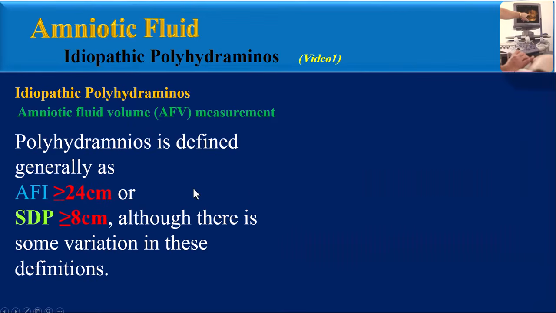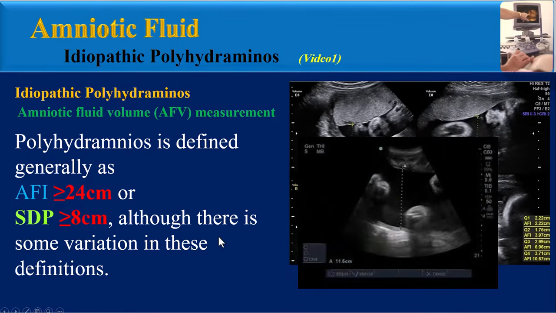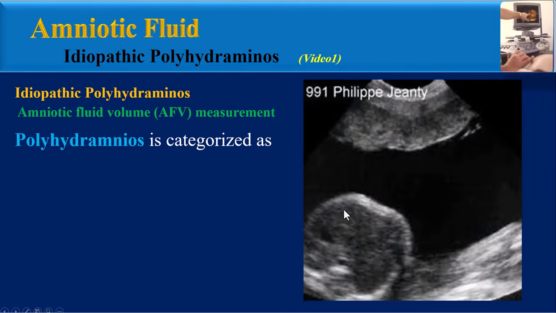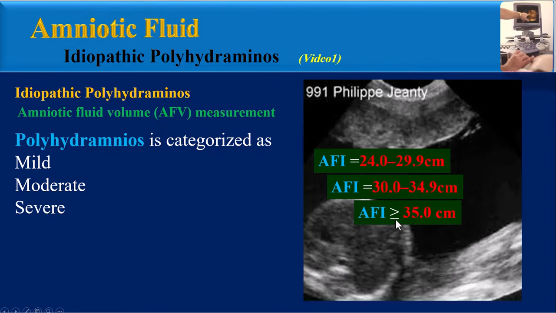Polyhydramnios is defined generally as amniotic fluid index equal to or more than 24 cm, or single deepest pocket equal to or more than 8 cm. Also, there is some variation in these definitions. Polyhydramnios is categorized as mild, meaning amniotic fluid index between 24 to about 30 cm, moderate with index between 30 to 35 cm, and severe meaning amniotic fluid index equal to or more than 35 cm.